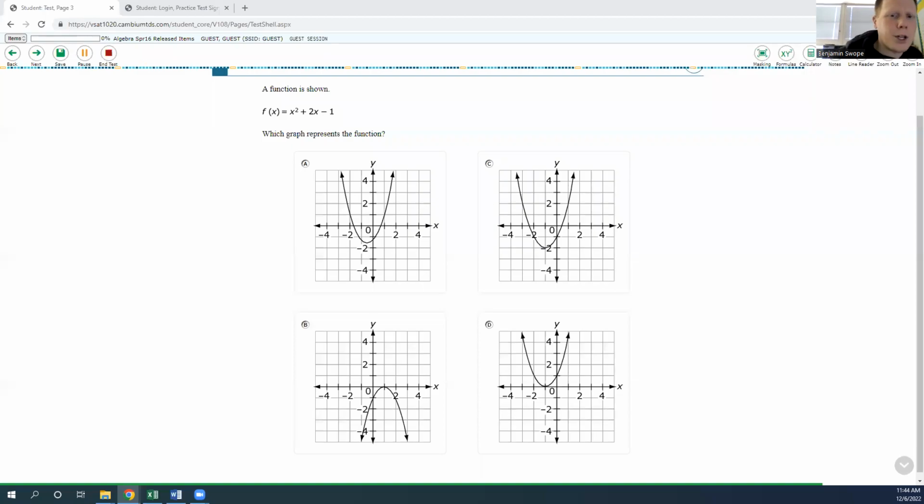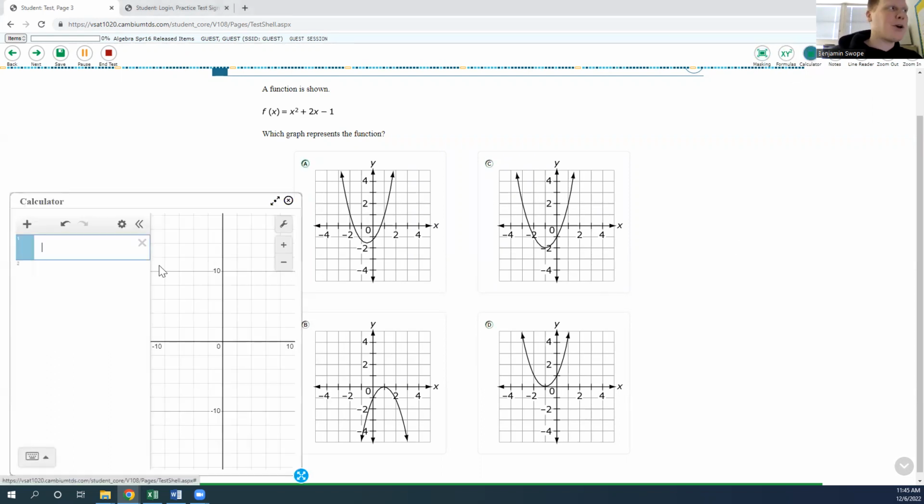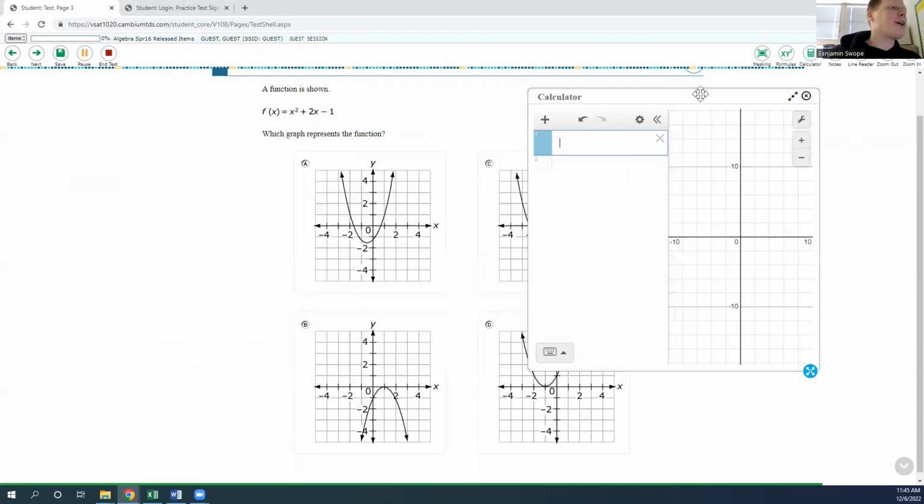All right, Swope here with another video showing you how you can use Desmos to graph different types of functions. So, see a question like this, they give you a function, they ask you which graph it represents. Highly recommend you use Desmos, even if you think you know it.